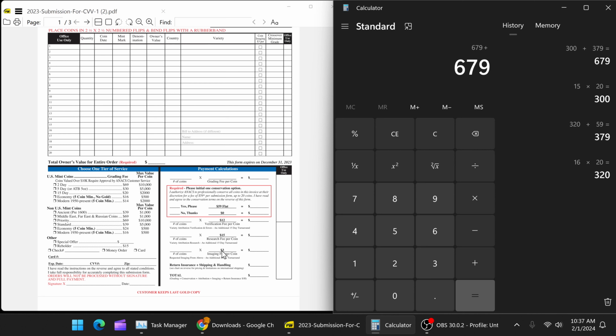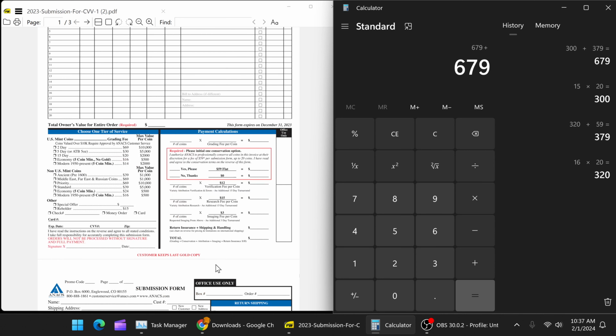Oh, so I see. So this is your last chance to get an image before the coin is slabbed. But for $3, now you're talking about times 20. You're talking about an extra $60. I'm not going to do that. Return insurance, shipping and handling. Okay, so I think that's all.